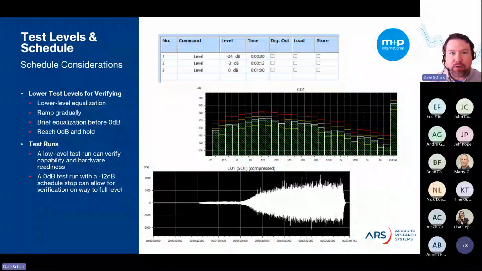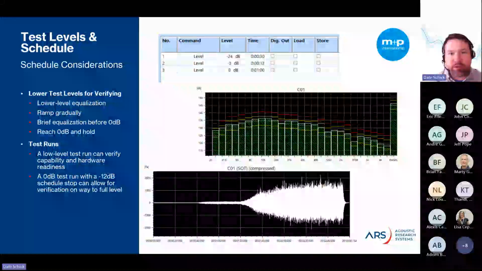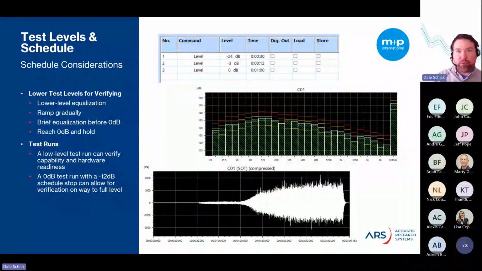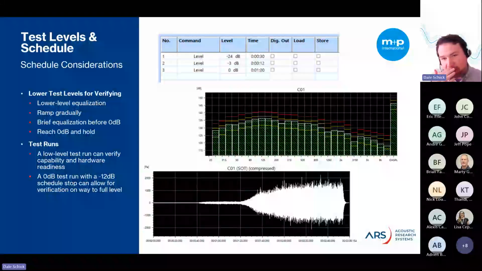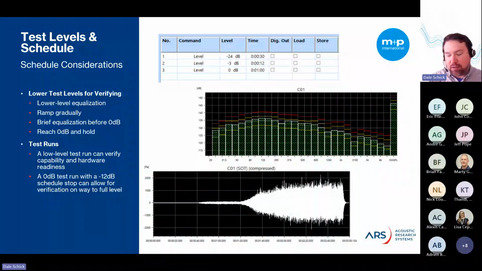And if you load it at a lower level, it is uncontrolled, but while you're stepping up to the higher level, it's absolutely in control of the system. So it's kind of like the best of both worlds for pre-shaping and for actual operation. Additionally, a lower level test can verify the capability of the system and verify the measurement hardware readiness. And this is a good thing to try out. As Eric mentioned, you're going to have these separate tests, test levels from within the full level test just to verify functionality. And that's what we're talking about here.